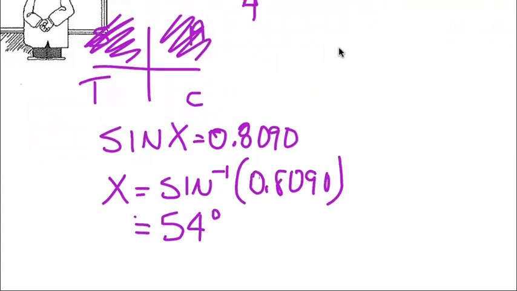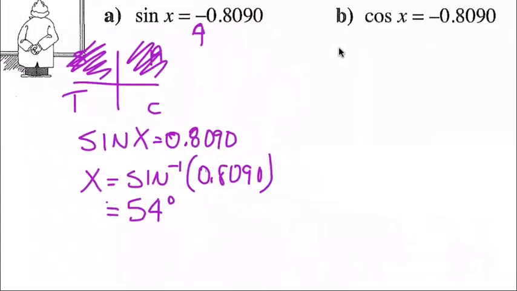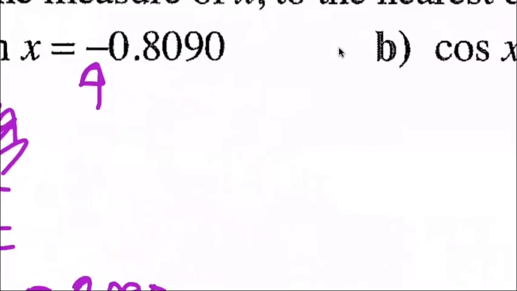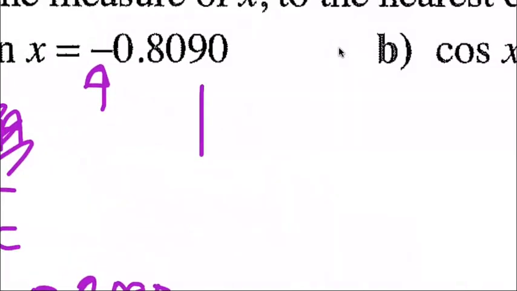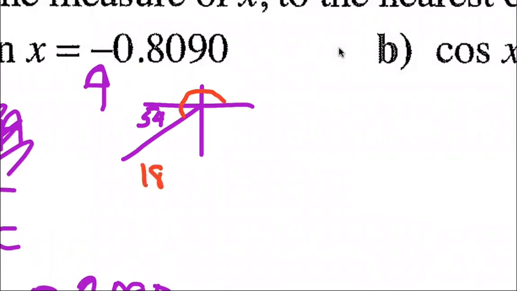So now I think, well, what's it going to look like? I'm running out of room. What's it going to look like in quadrant 3? In quadrant 3, there's my 54 degrees. What is my rotation angle to there? That's going to be 180 plus 54, which is equal to 234.